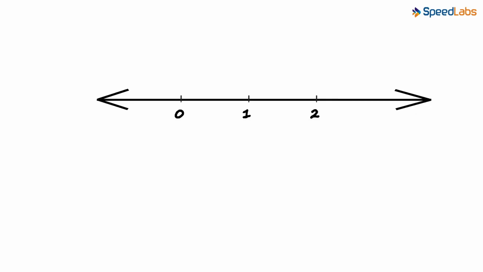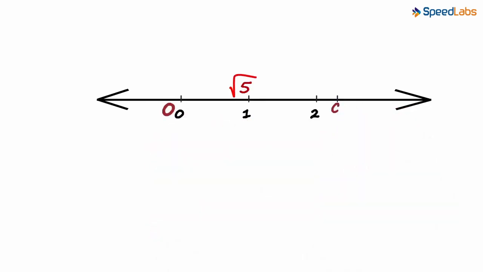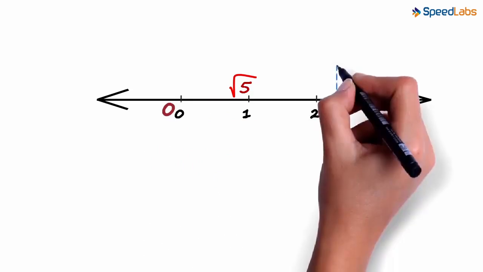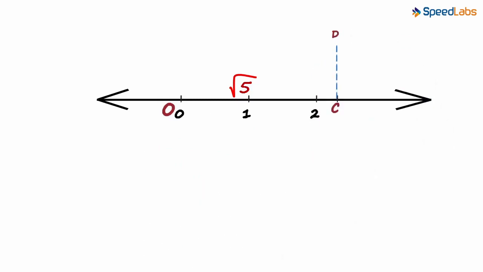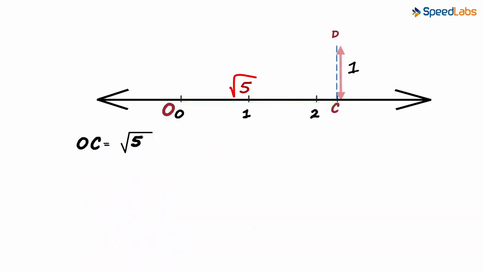The plotting of root 5 gives us a couple of other results too. Let's draw a number line. Let this be OC, root 5 units. This is what we plotted in the previous video. We draw CD perpendicular to OC such that it equals 1 unit. So we have OC equal to root 5 units and CD equal to 1 unit.